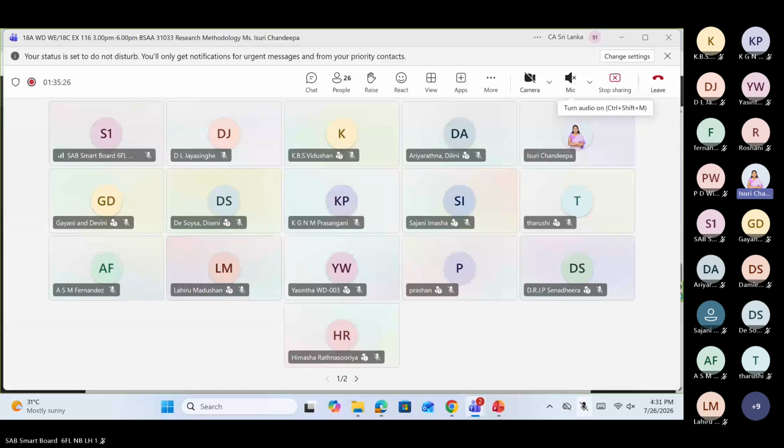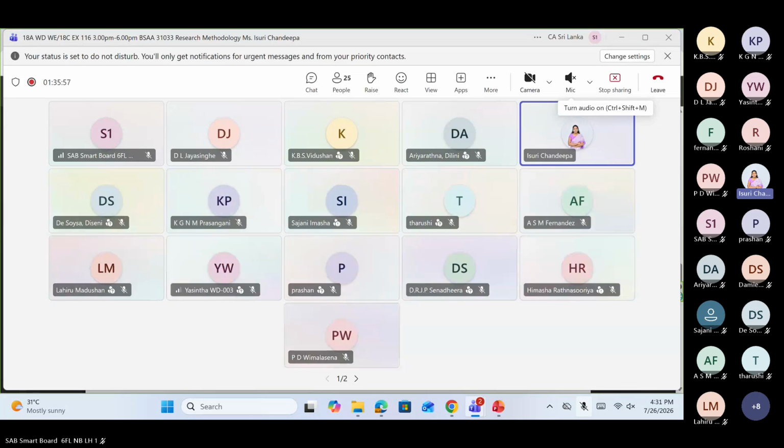So I'm reviewing the research topics of the present students. After that, I will take yours. You can get ready. So what you can do is, can you all share the screen? Check whether you can share your screen. Can anyone share the screen? Then you can show me the research topic, so then I can review it.